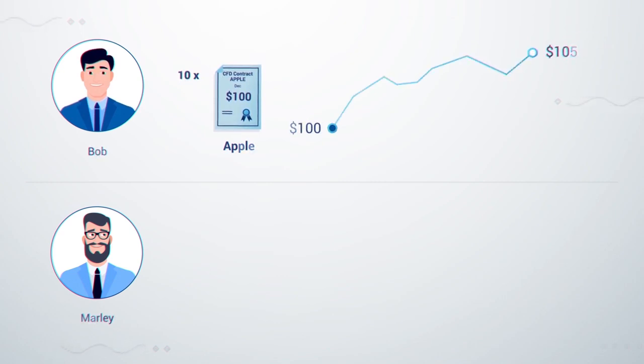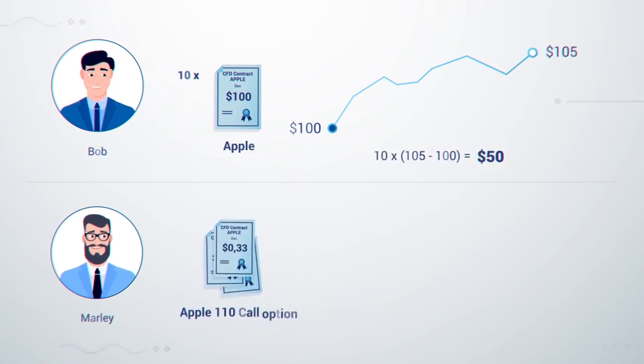Bob is buying 10 shares of Apple at $100 each for a total worth $1,000. If the stock's price climbs to $105 and he closes the position, he will make a profit of $50. Marley decides to buy Apple 110 call option CFD. He buys 3,000 options for $0.33 each, also worth $1,000 in total.